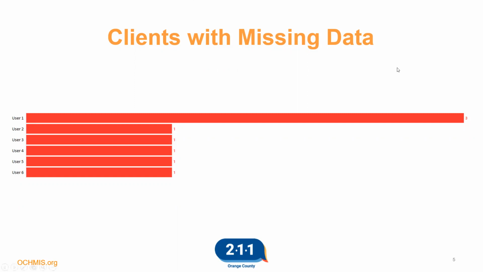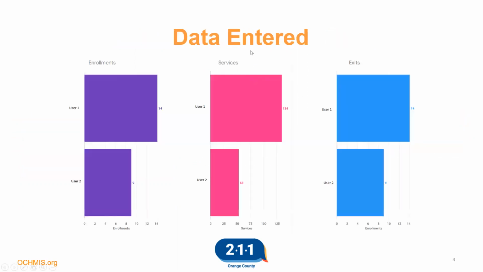And Erin, would you mind going over the data entered again one more time? What was... That was this one. So it's just a count of how many enrollment services, that kind of stuff they entered. Oh, okay. Okay, thank you.